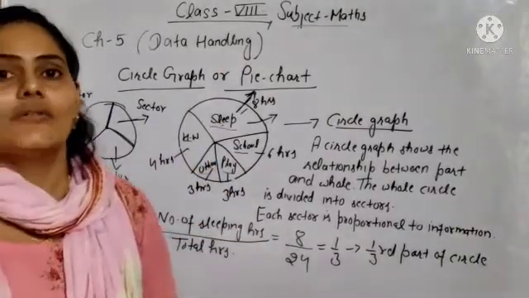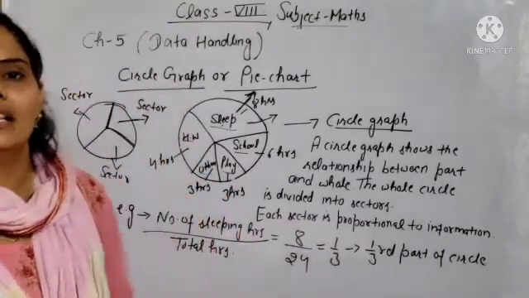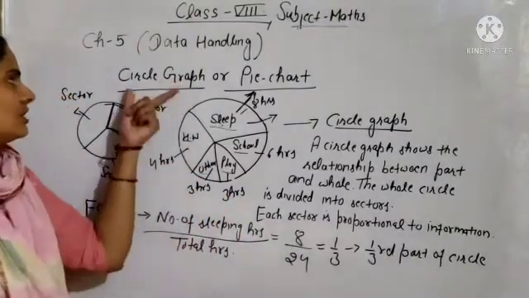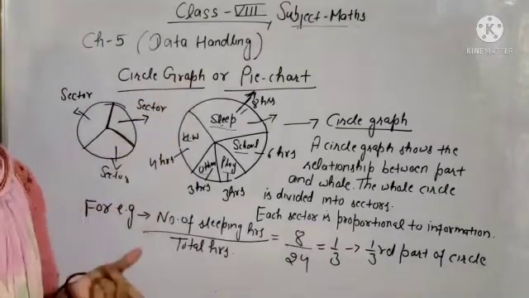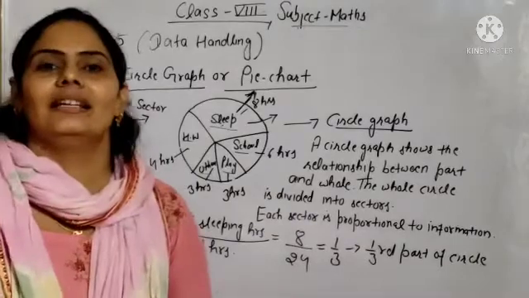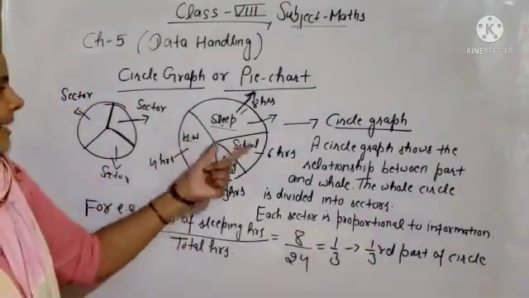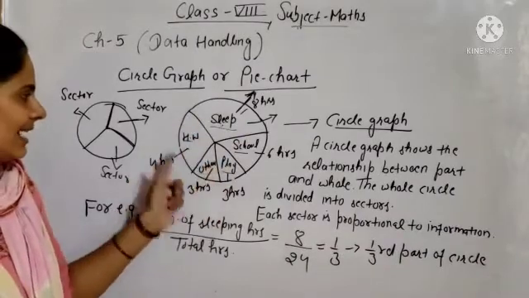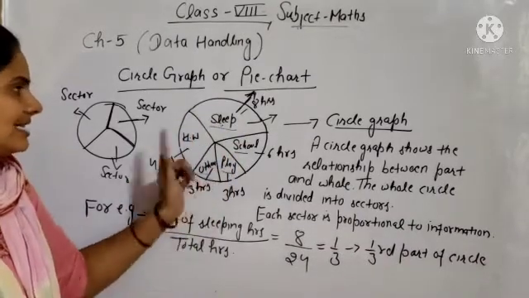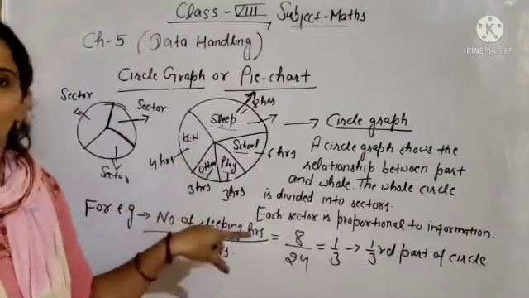Is it clear? So what is a circle graph? This circle graph has another name also. This is a pie chart also. So circle graph or pie chart, both are the same. What is a circle graph? Simply by the name you can say circle. When you are representing your data by the circle, this is a circle graph. For example, in this circle I have divided some parts like sleep, school, play, others and homework.